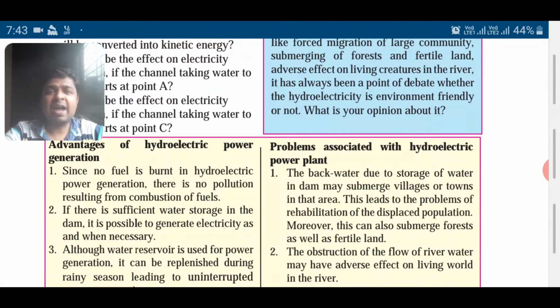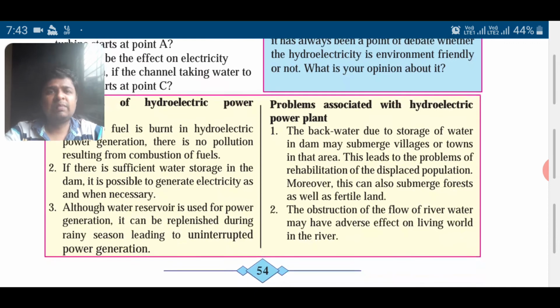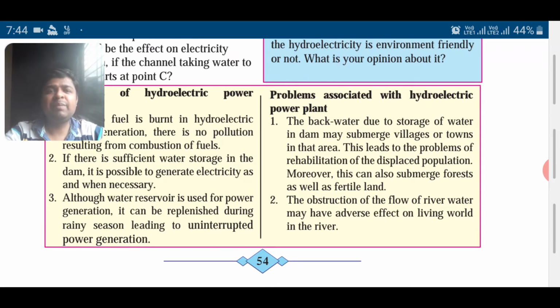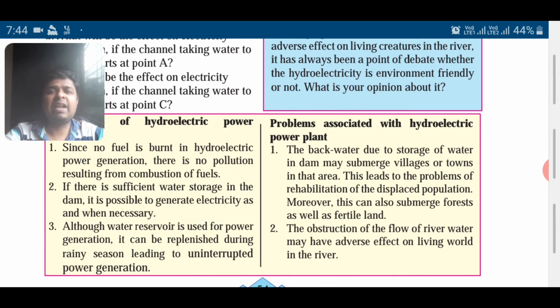What are the advantages of hydroelectric power generation? First, there is no fuel burned, so no pollution problem. Sufficient water storage can be done, so we can generate electricity whenever necessary. The water reservoir is used for power generation. It can be replenished during the rainy season, leading to uninterrupted power generation. So if the dam is big, you can generate electricity throughout the year.